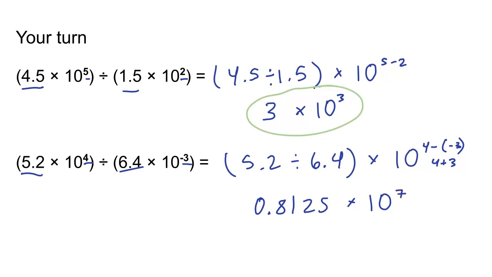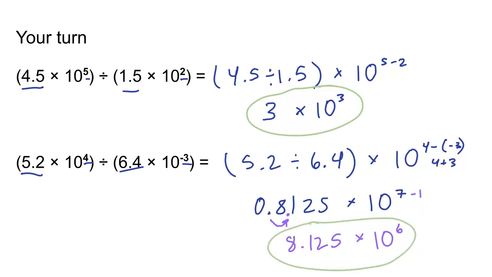But here the coefficient is less than 1, so you need to move the decimal point one place to the right. And since moving the decimal point one place to the right is like multiplying by 10, you need to offset that by subtracting 1 from the exponent. So that becomes 8.125 times 10, and 7 minus 1 is 6. So the answer is 8.125 times 10 to the 6th power.